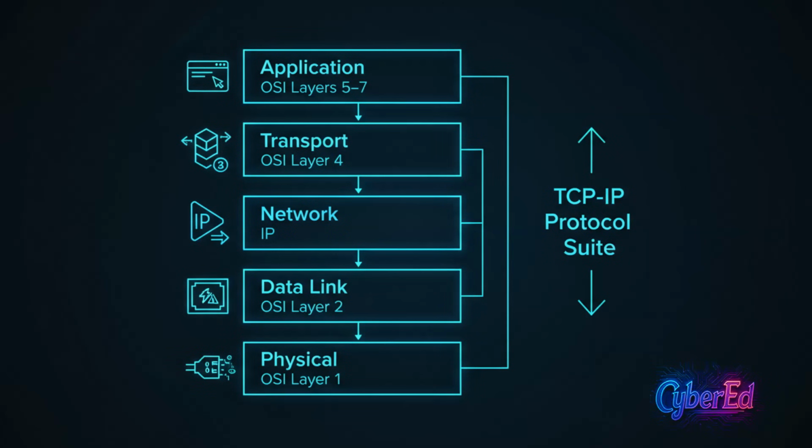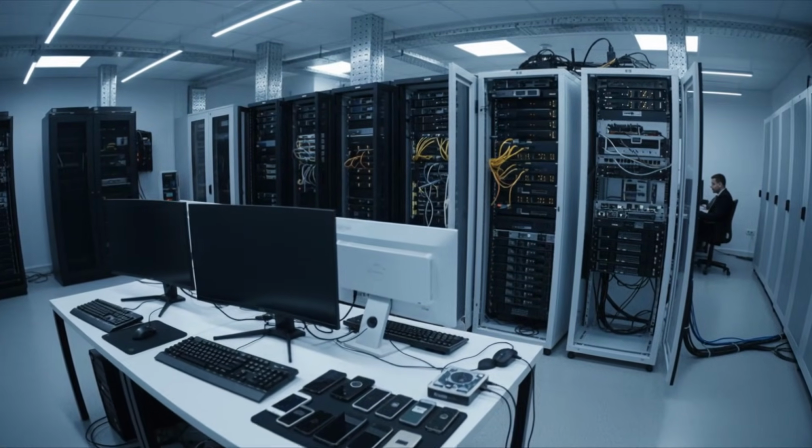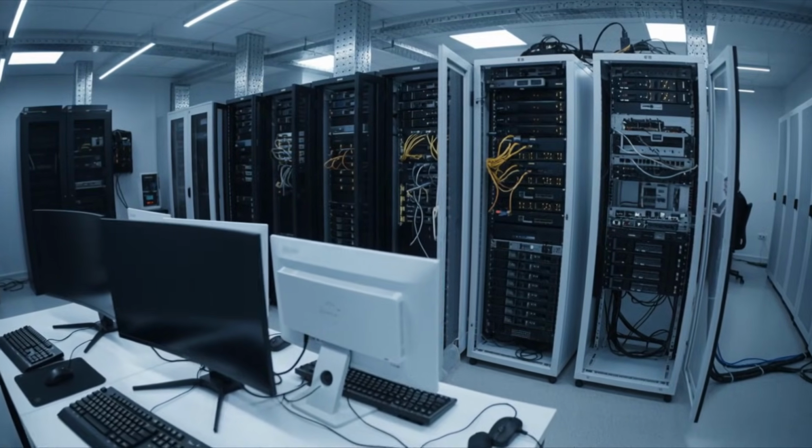So you have 5, application, which combines OSI layers 5 to 7. 4, transport, same as OSI layer 4, which is TCP and UDP. Then 3, network, same as OSI layer 3, IP. 2, data link, similar to OSI layer 2, and 1 for physical, which is similar to OSI layer 1. TCP/IP is implemented in all network devices: PCs, smartphones, servers, routers, switches, etc.